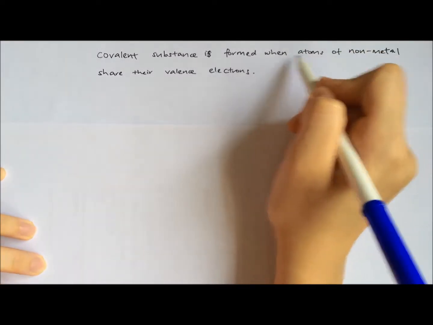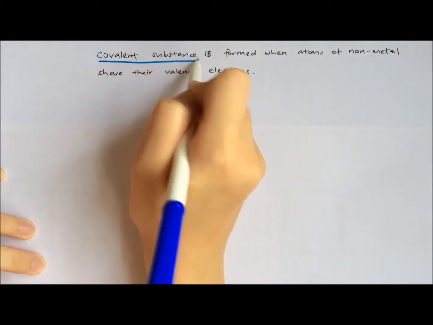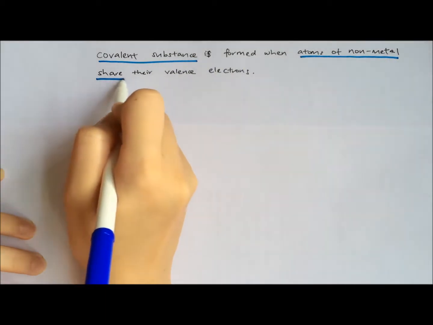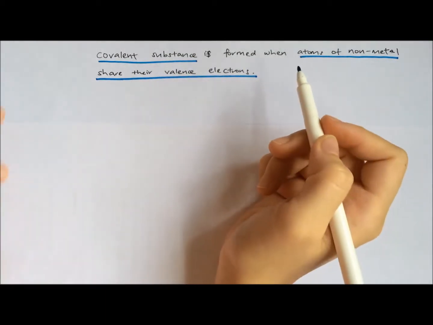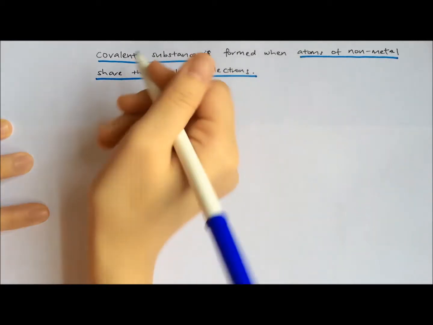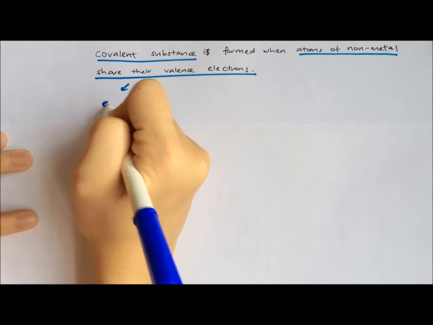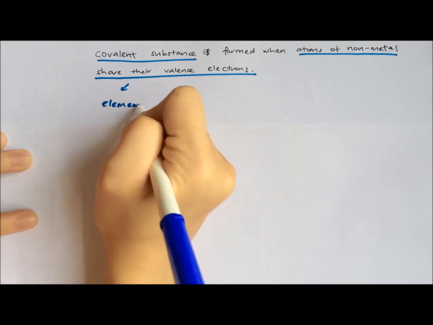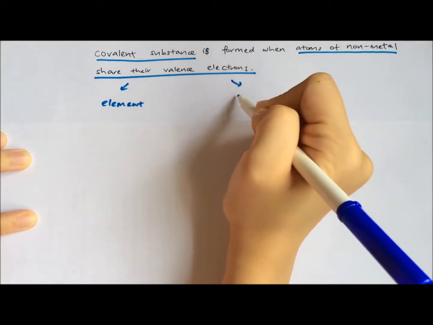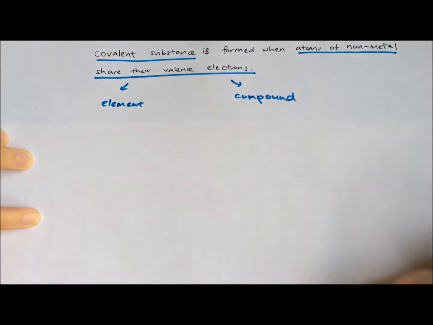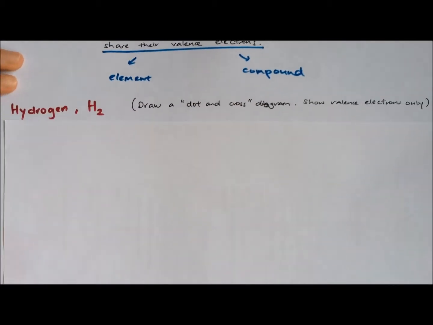Today we are learning about covalent substances. A covalent substance is formed when atoms of non-metals share their valence electrons. So a covalent substance can be an element, or can be made up of two or more elements, which we call a compound. So let's look at the element first.